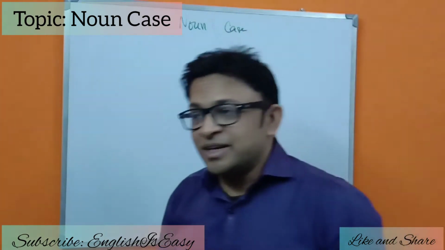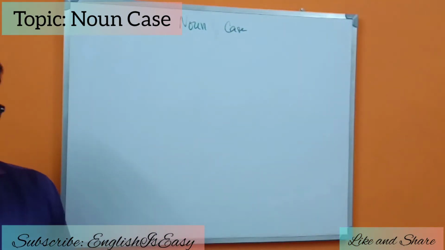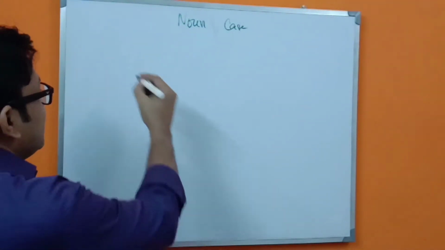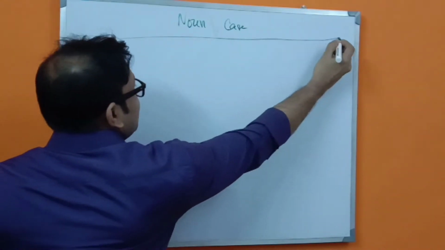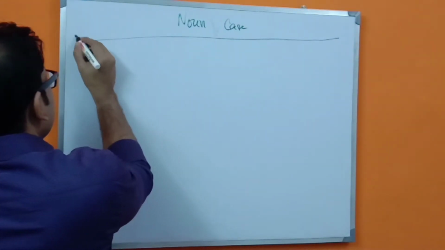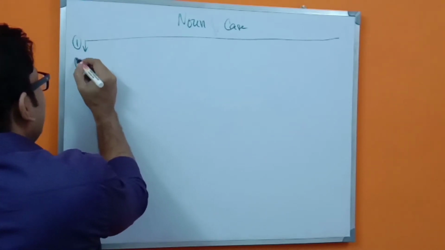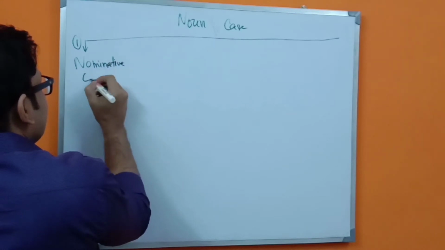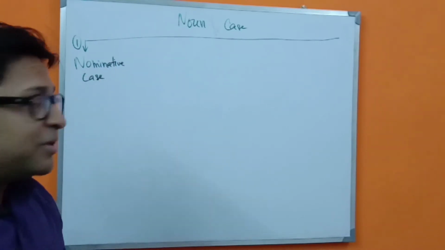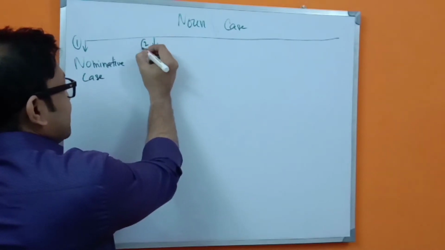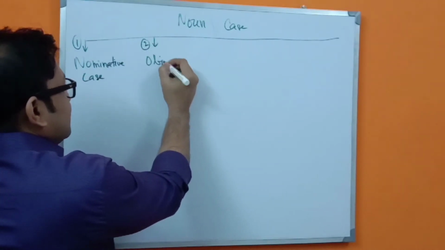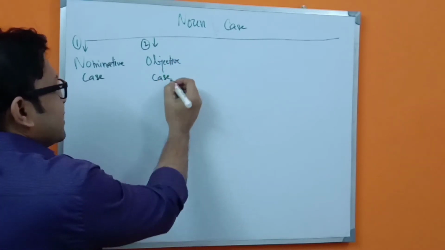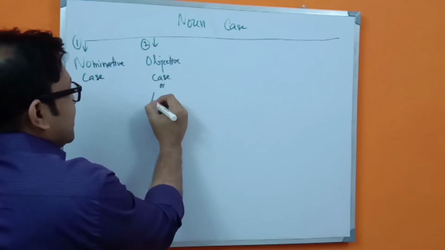So, noun case, there are five different noun cases. The five different noun cases are as follows. Let me draw it like a flowchart. So, the very first one, number one, is nominative case. Number two is objective case, or it's sometimes called accusative case.